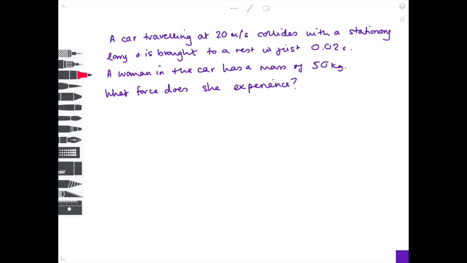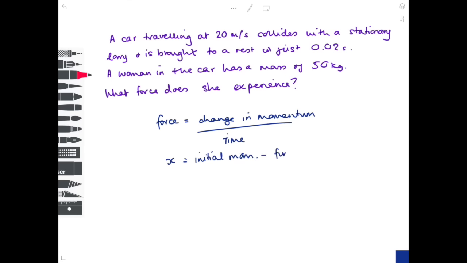A car travelling at 20 metres per second collides with a stationary lorry and is brought to a rest in just 0.02 seconds. A woman in the car has a mass of 50 kilograms. What force does she experience? And we need a different equation this time, which is that force equals change in momentum over time. So force is what we're after, so that's x. Now the change in momentum is the initial momentum minus the final momentum.